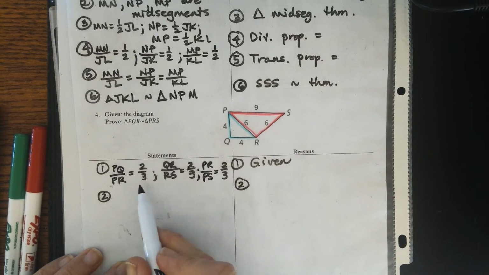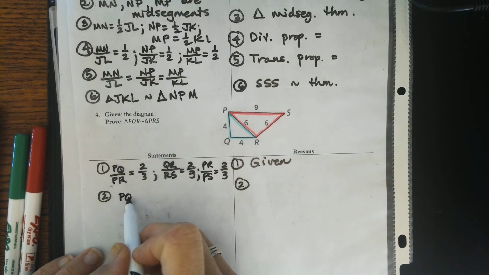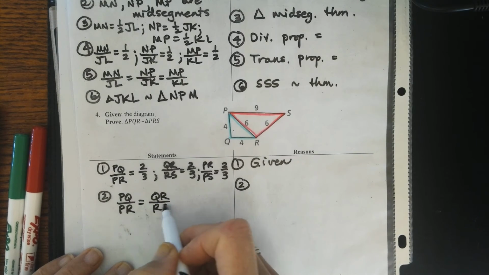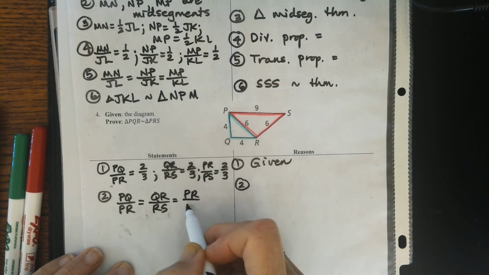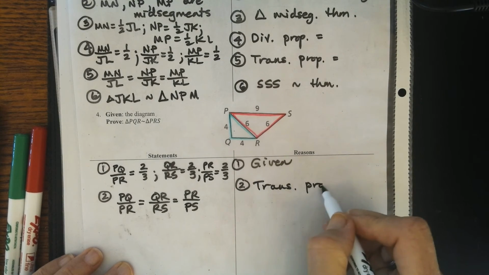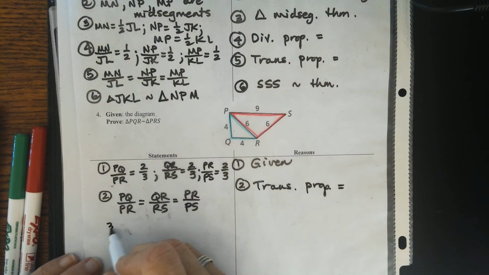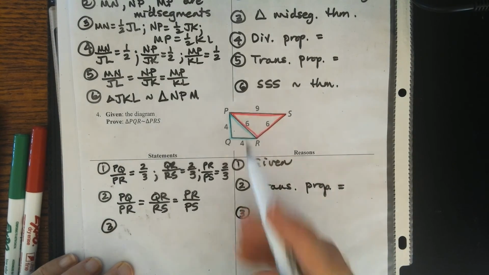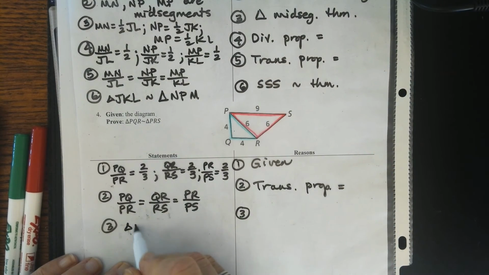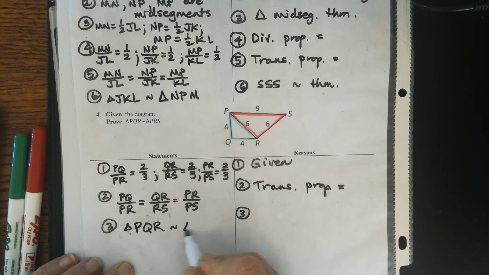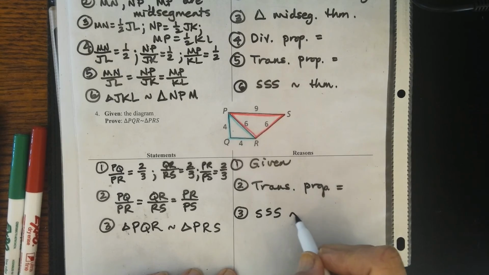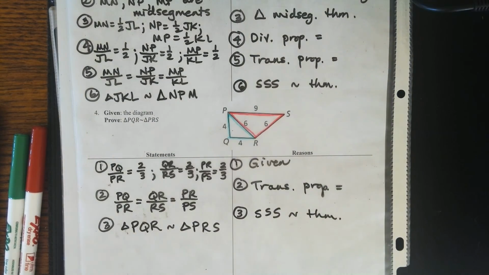And then, if they're all equal to 2/3, you can infer a bunch of things just from the picture you're given. Again, that's the transitive property of equality at work. And so last, this is a really quick one. You can say that PQR is similar to PRS, and that is by the side similarity theorem.